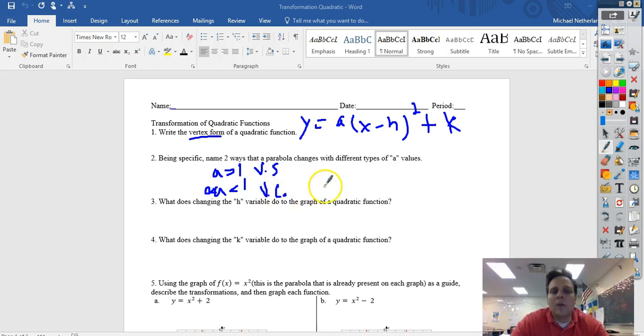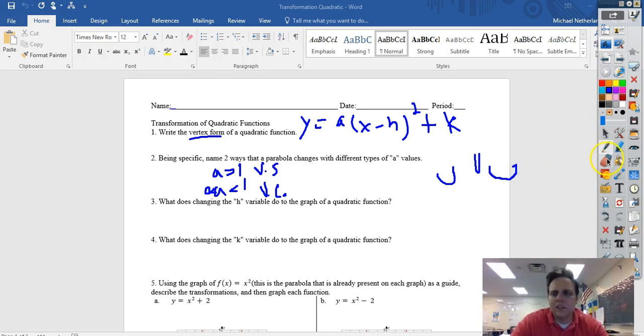Remember, a vertical stretch just means we take something that's normal, so this is kind of what a parabola looks like, very poorly drawn, and if we stretch it, it gets longer and skinnier, but if we compress it, it gets shorter and fatter.